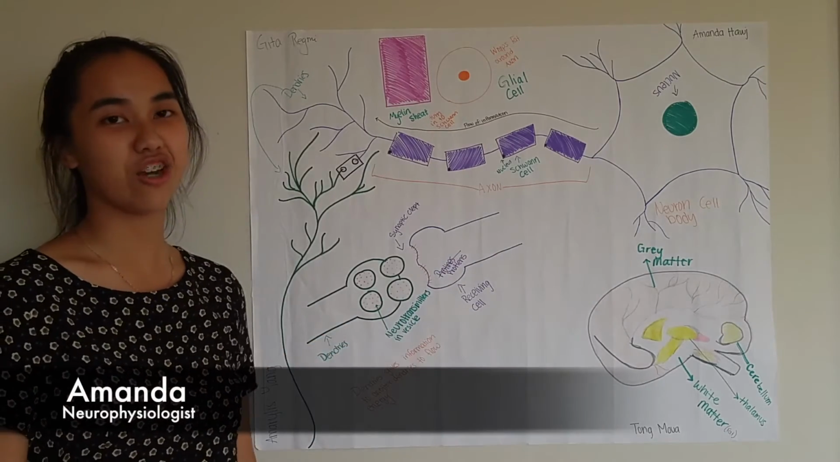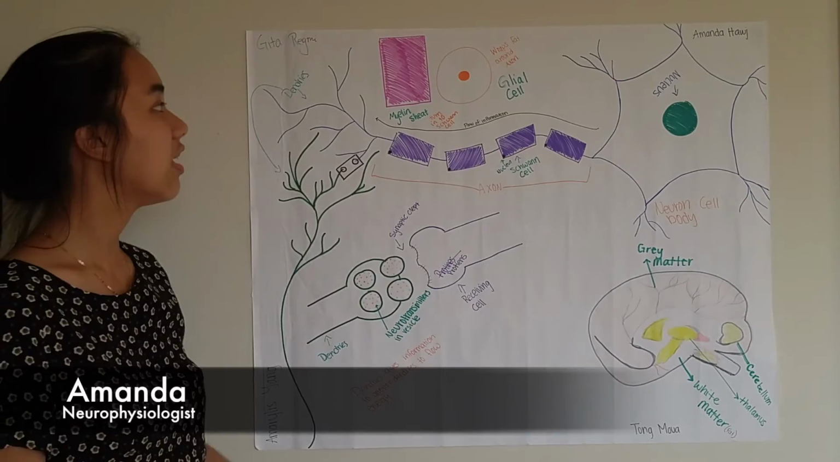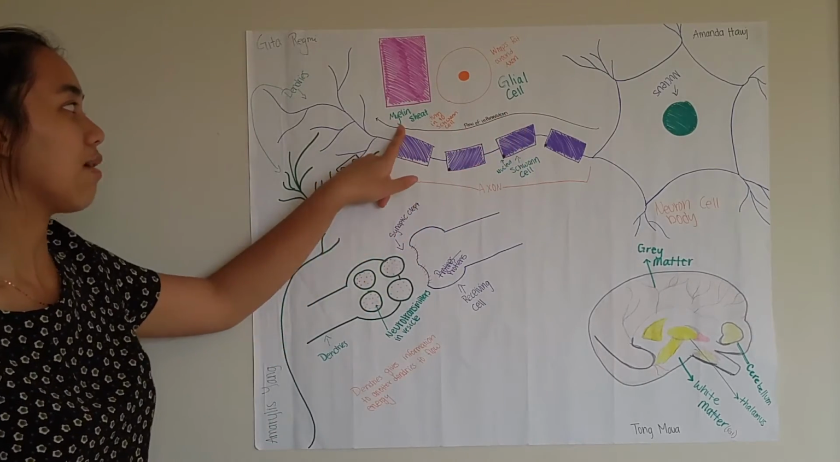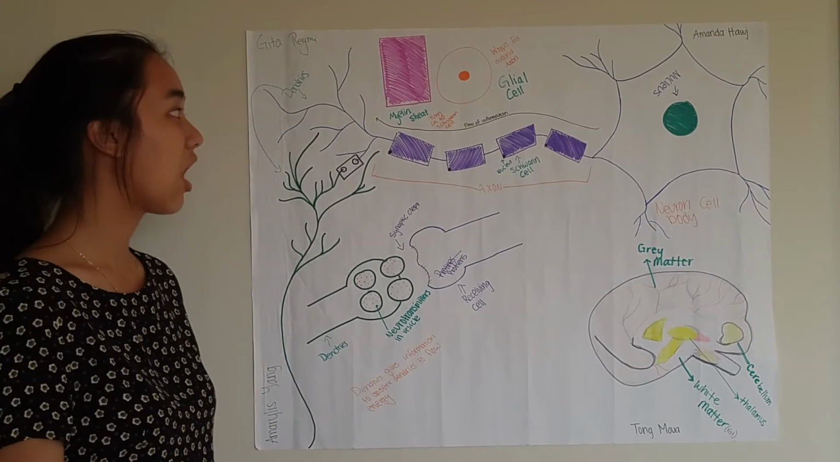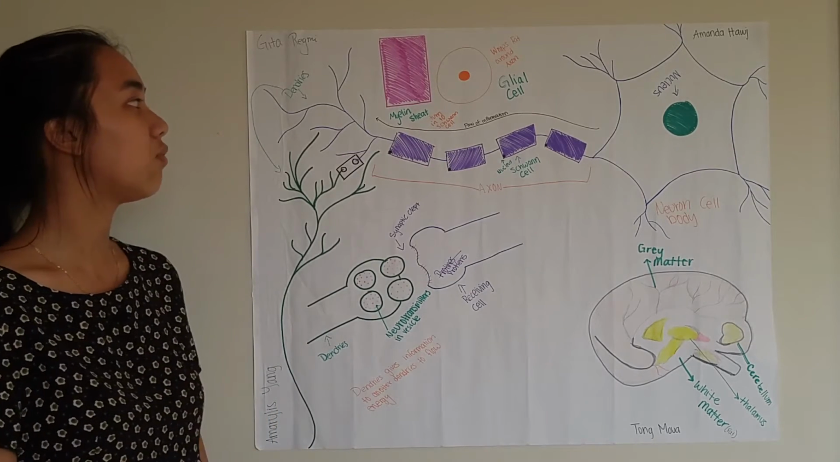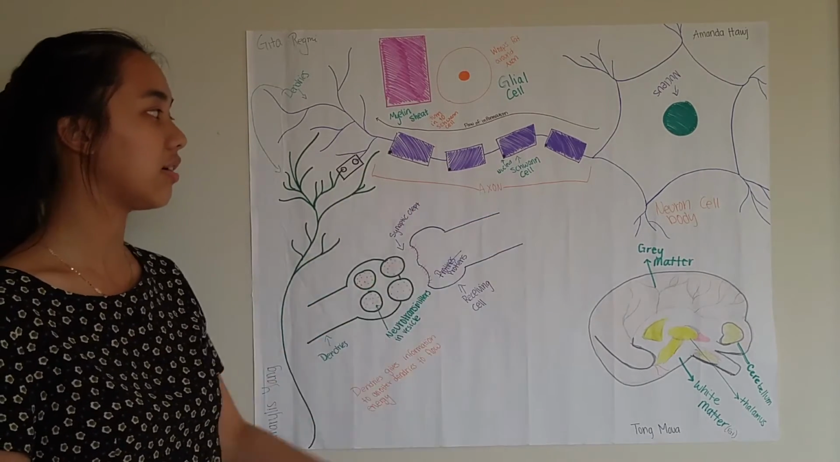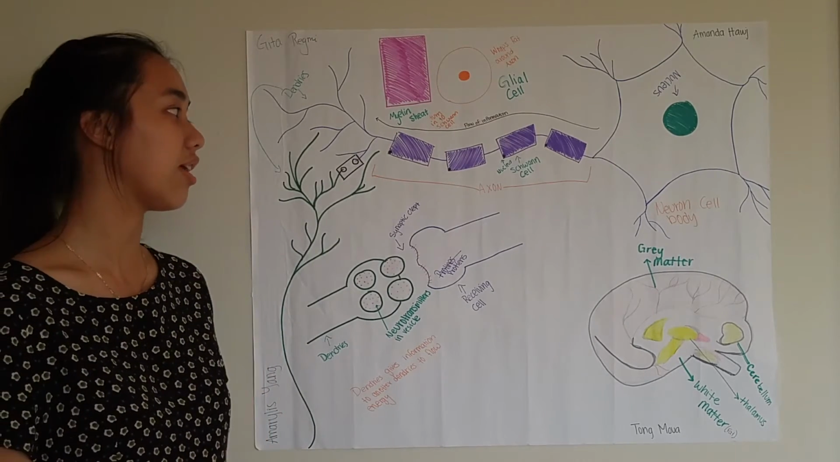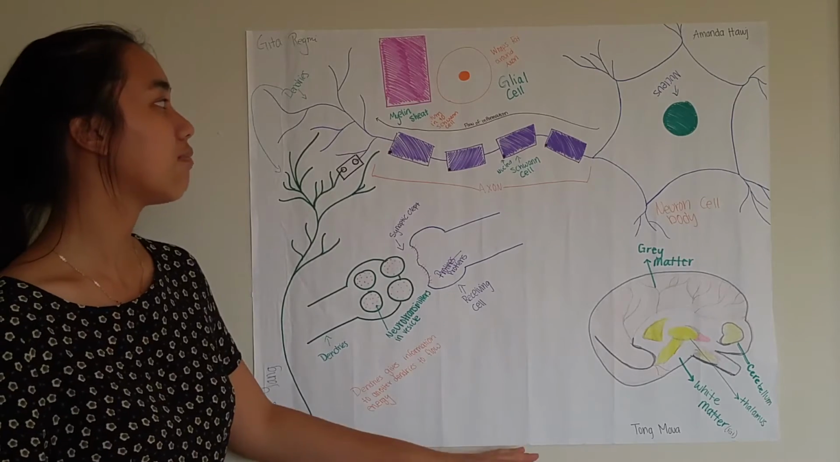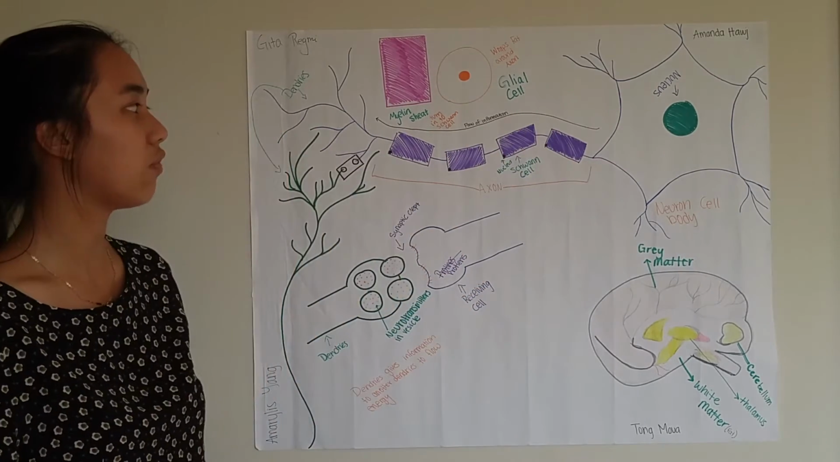Now we have neurophysiologist Amanda, and she's going to talk about how information passes between the neurons. As you can see, this is a neuron. For a neuron to work, a glial cell has to bring a myelin sheet and wrap it around the axon of the neuron. When the glial cell wraps the myelin sheet over the axon, for it to activate, it needs to be stimulated. While it's being stimulated, there's flow of information flowing through.